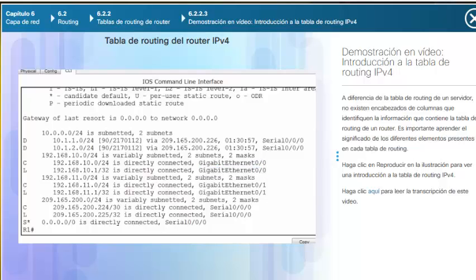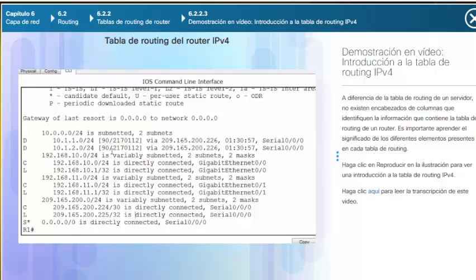If we want to understand the information based on the destination networks, then we can see that the destination networks are the first part of the entry here. This is the 10.1.1.0 destination network, the 10.1.2.0 destination network, the 192.168.10.0 destination network, and so on and so forth.